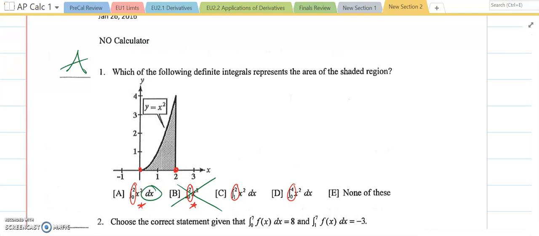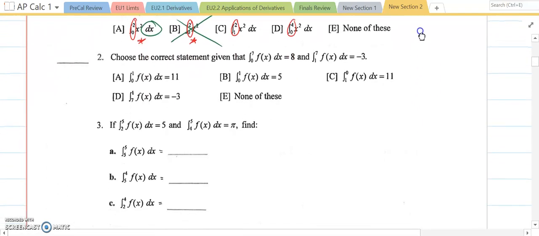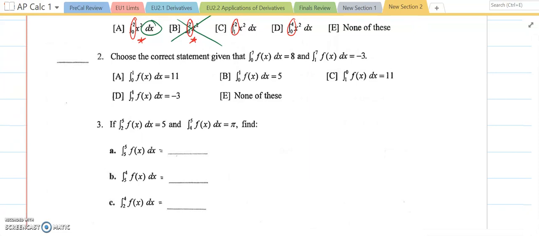Thank you. Next. It says choose a correct statement given that the integral from 0 to 7 of f of x is 8 and from 1 to 7 is negative 3. So if I use those two things together, looking at the actual distance between 0 to 7 versus 1 to 7, there's some extra space in the first one. That means that the space between 0 to positive 1 is left unaccounted for in that second value.